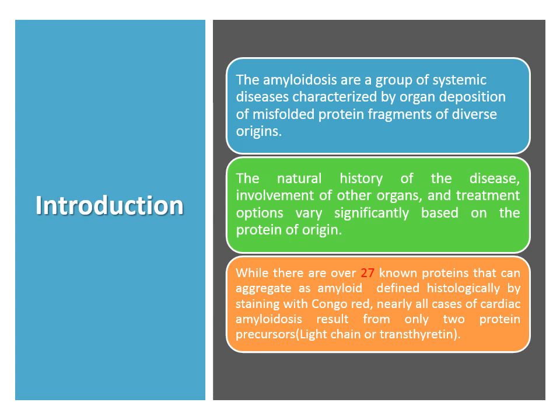Amyloidosis are a group of systemic diseases characterized by organ deposition of misfolded protein fragments of diverse origin. The natural history of the disease, involvement of the other organ, and the treatment options vary significantly based on the protein of origin. While there are over 27 known proteins that can aggregate as amyloid and defined histologically by staining with Congo red stain, nearly all cases of cardiac amyloidosis result from only two protein precursors, either light chain or transthyretin.